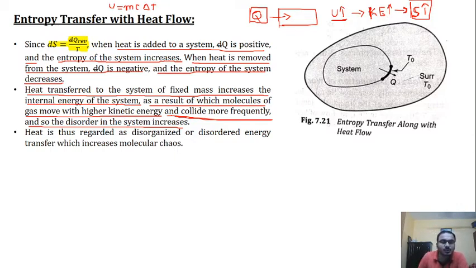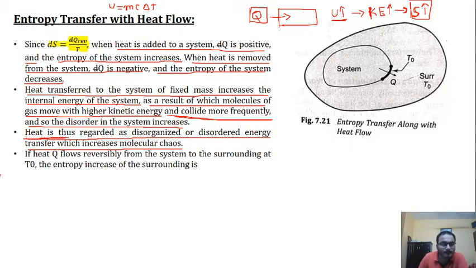So because of this reason, heat is regarded as disorganized or disordered energy transfer which increases the molecular chaos. So heat is considered to be disordered energy.